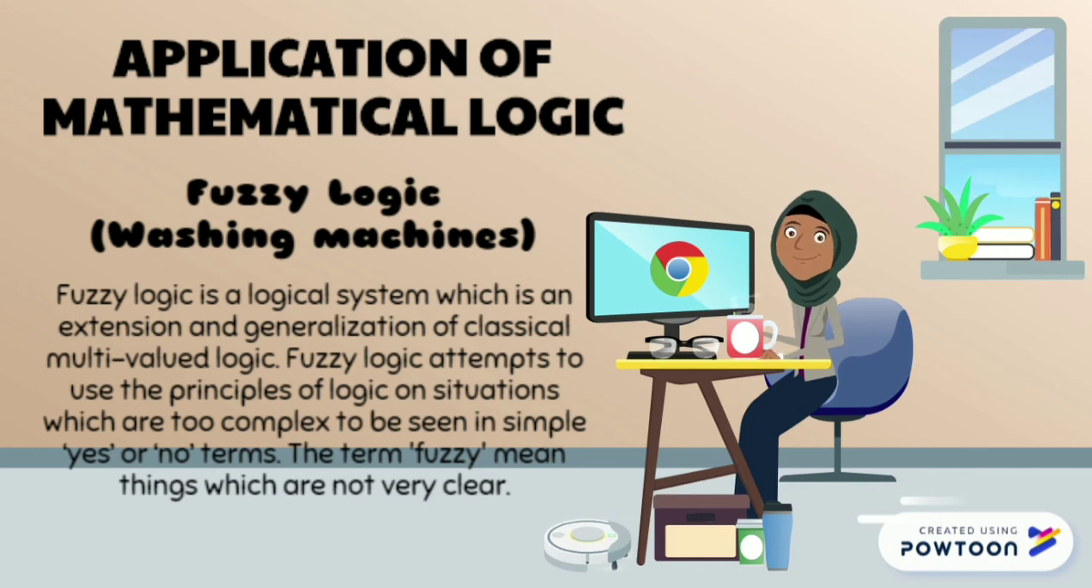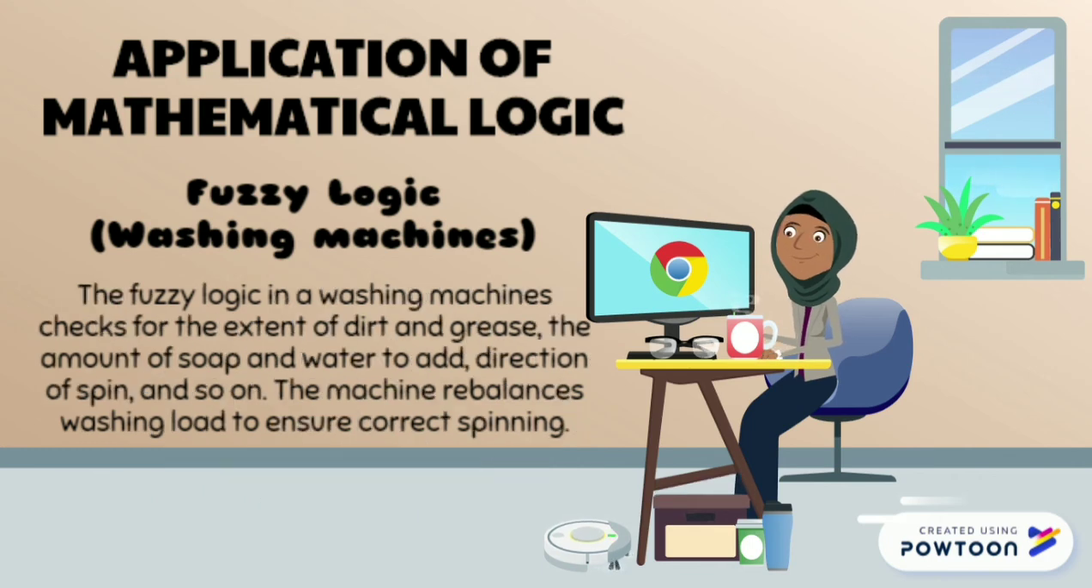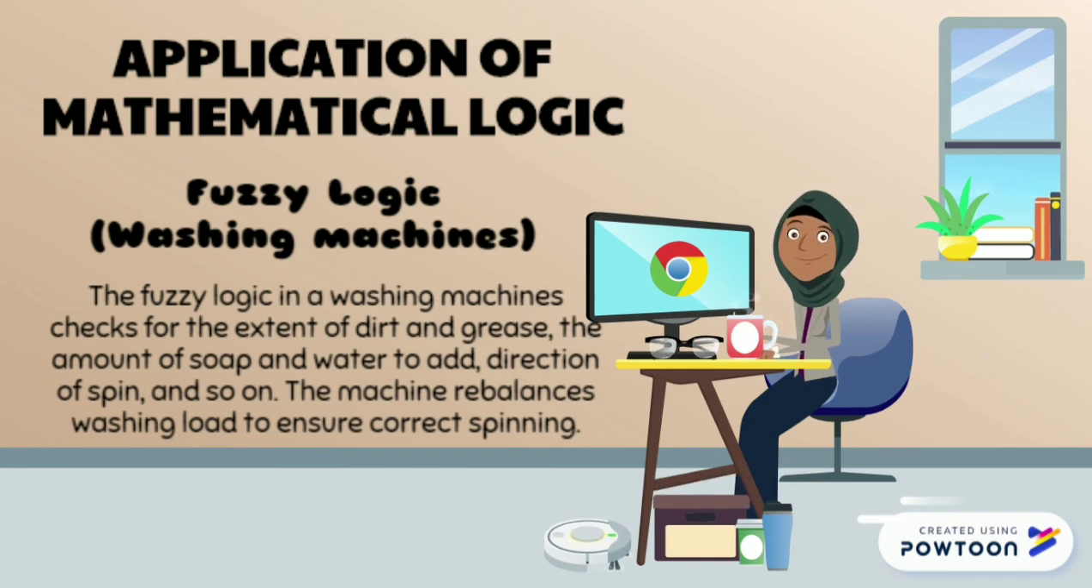For example, 0.1, 0.2, 0.3, etc. that represent human thoughts such as definitely small, pretty small, sort of small, not very small, and not at all small. A typical application is the use of fuzzy logic principles in automatic washing machines. According to the official website of Samsung, one of the big manufacturers, the fuzzy logic in a washing machine checks for the extent of dirt and grease, the amount of soap and water to add, direction of spin, and so on. The machine rebalances the washing load to ensure correct spinning.